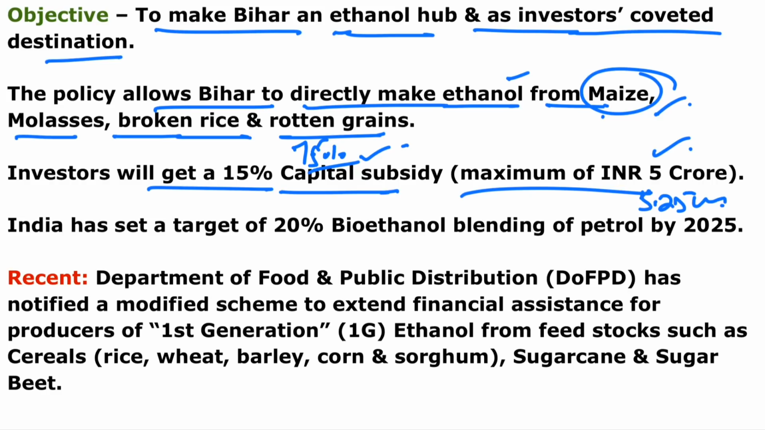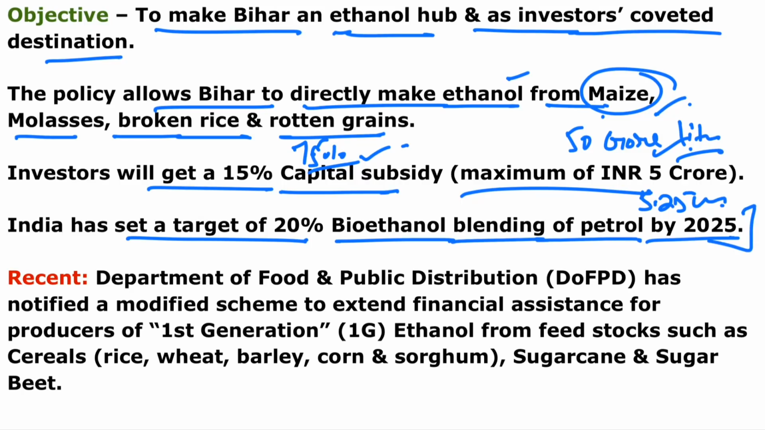Through this policy, the Bihar government aims to produce around 50 crore liters of ethanol each year. That is a huge amount. And the Bihar government will allot land to ethanol investors from the 4,200 hectares available with the Bihar Industrial Area Development Authority, which is a state authority of Bihar. So India has set a target of 20% bioethanol blending of petrol by 2025. You have to remember this.